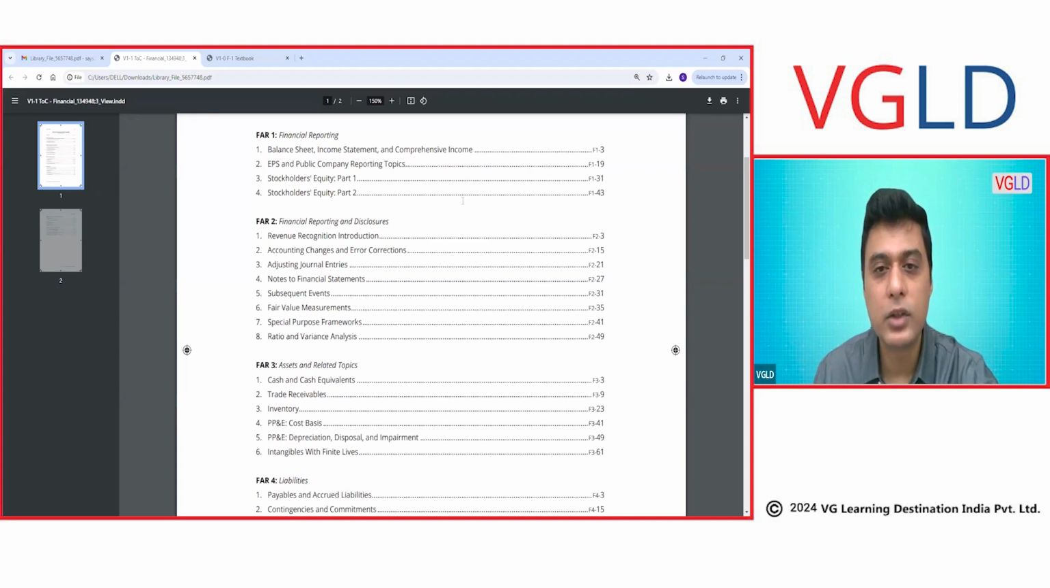Accounting changes, error corrections, adjusting journal entries. Again, some people find adjusting journal entries tricky because if your basics are not strong, then you will find them tricky. So in the orientation also, I had requested everyone to go brush up your basics, go through your class 11th accounts book, glance through it: journal entries, the ledger posting, trial balance, stuff like that.